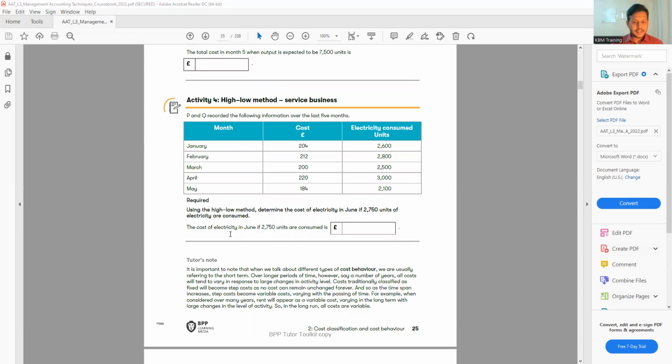This question is about the total electricity cost for 2,750 units. For the variable cost, you have to find the high unit and the high cost, the low unit and the low cost. You need to find the difference between the high and low, and divide the cost difference by the unit difference, and that will give you the variable cost per unit. Try this question, Josina. Hopefully you'll understand it. Let's take 5 minutes and see if you can do it.